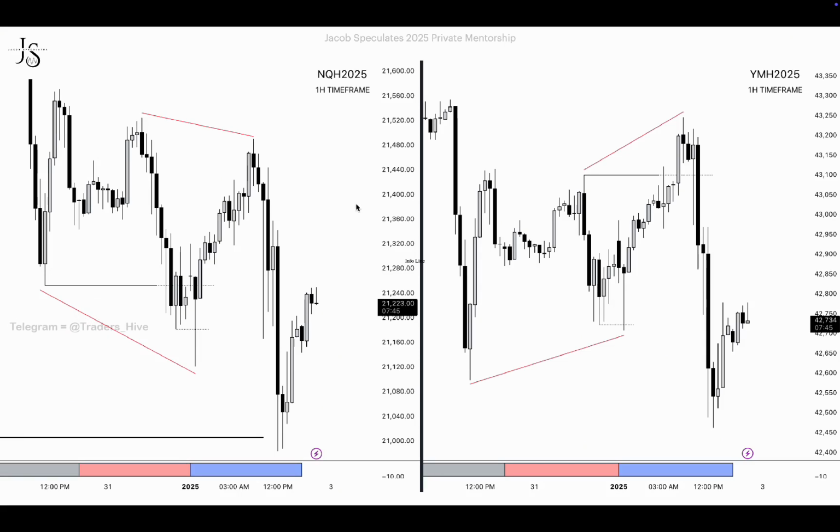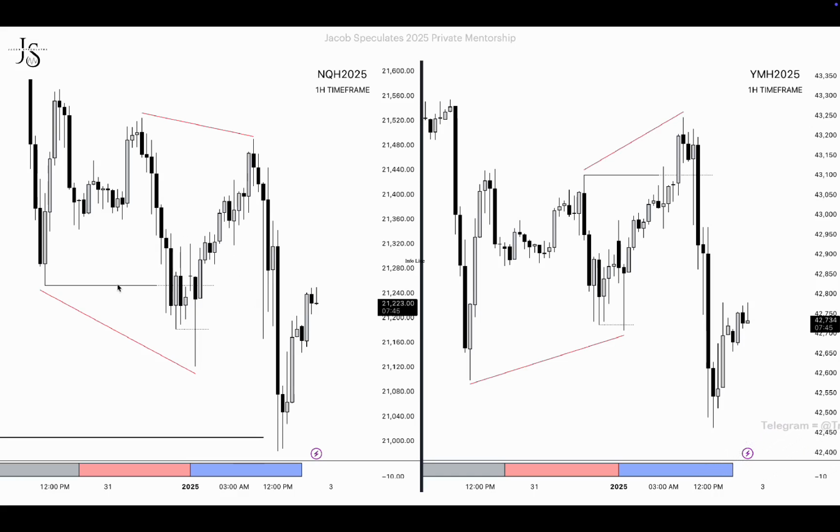All right, so looking at the hourly time frame with the NASDAQ on the left and the Dow on the right, as you can see here, we had a weekly SMT between Monday and Tuesday, which caused this rally to form another SMT, which gave us the narrative to hit our weekly objective.